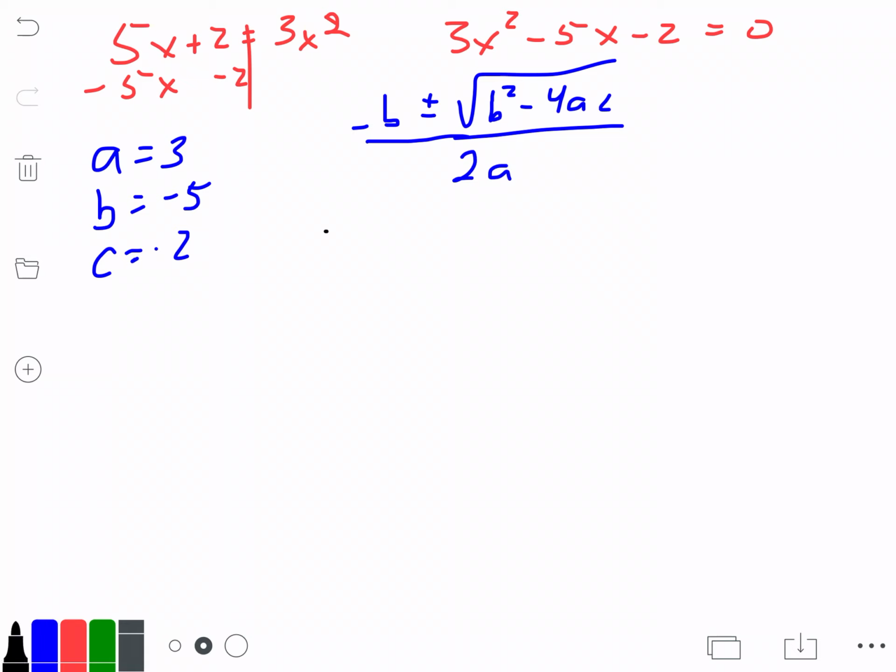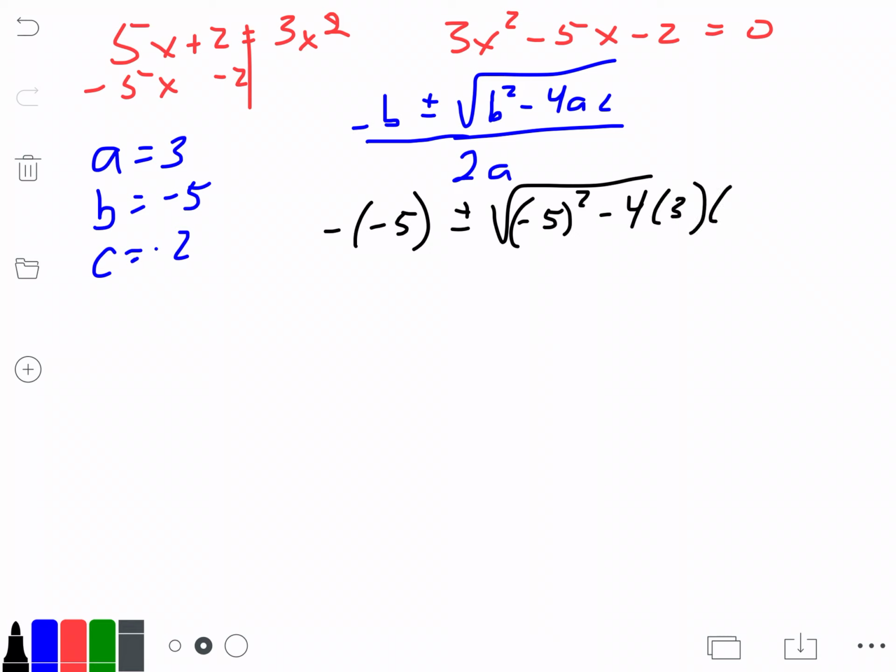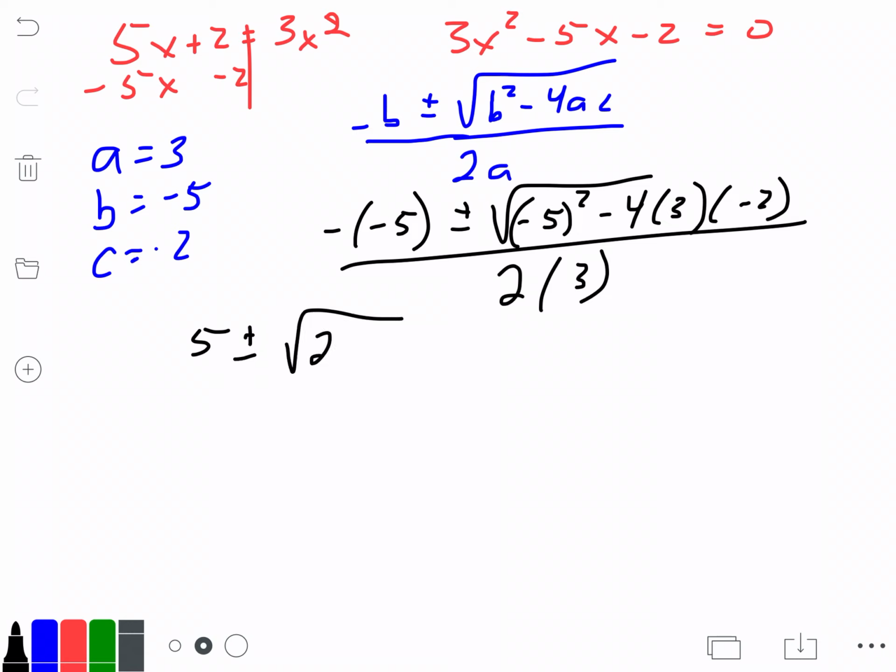So we're going to do negative negative 5 plus or minus the square root of negative 5 squared minus 4 times 3 times negative 2, divided by 2 times 3, which is going to simplify. Negative negative 5 is going to be 5, plus or minus the square root of 25 minus 12 plus 24, all that divided by 6.